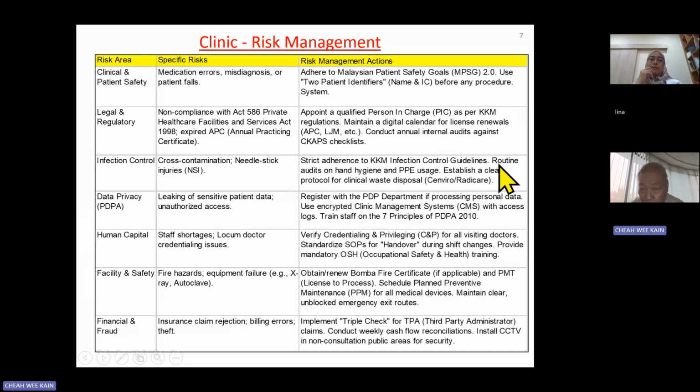Anyway, for KKM infection control, there are some guidelines I think you should know. Routine audit on hand hygiene, PPE, clear protocol, clinical waste. Medicare, I think it's quite famous, right? Then data privacy, leaking sensitive information: register with the PDP by processing personal data, and use a system with an access log. Train staff on the 7 principles of the PDPA. So we actually look at the law itself. Human capital: staff shortage, locum doctor.